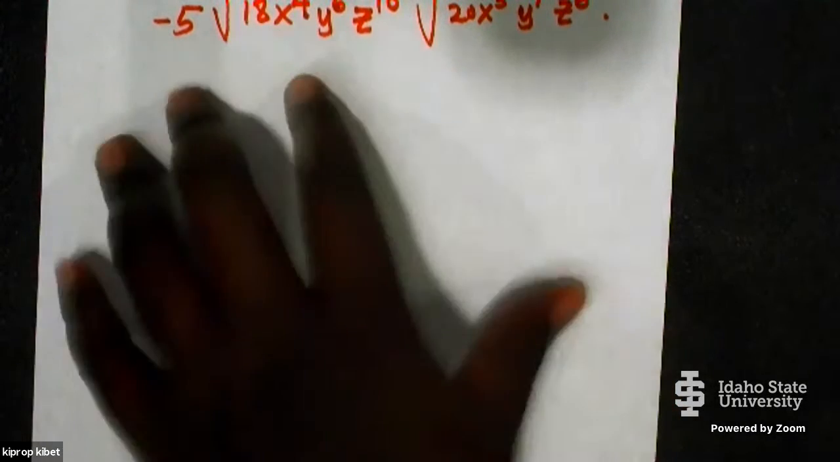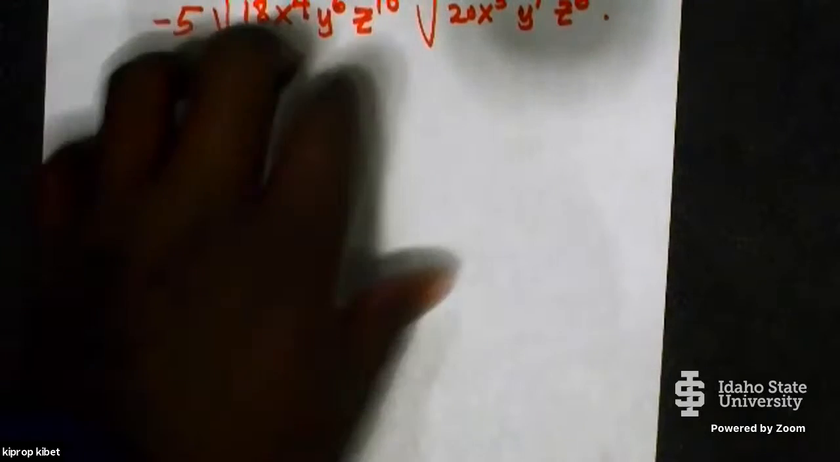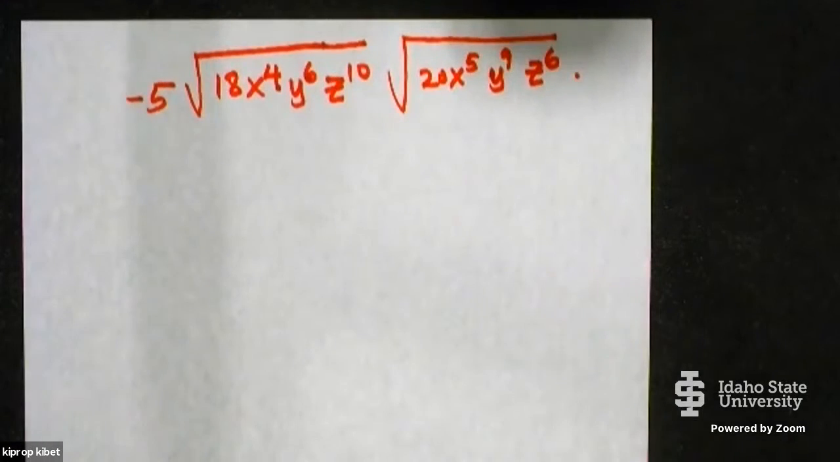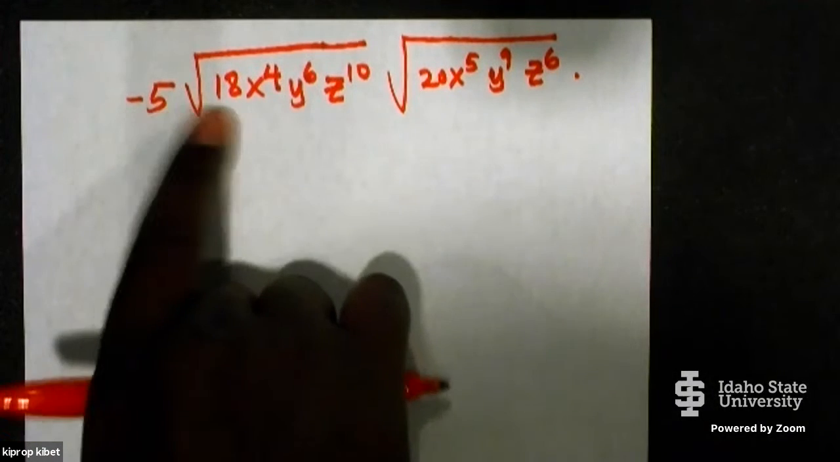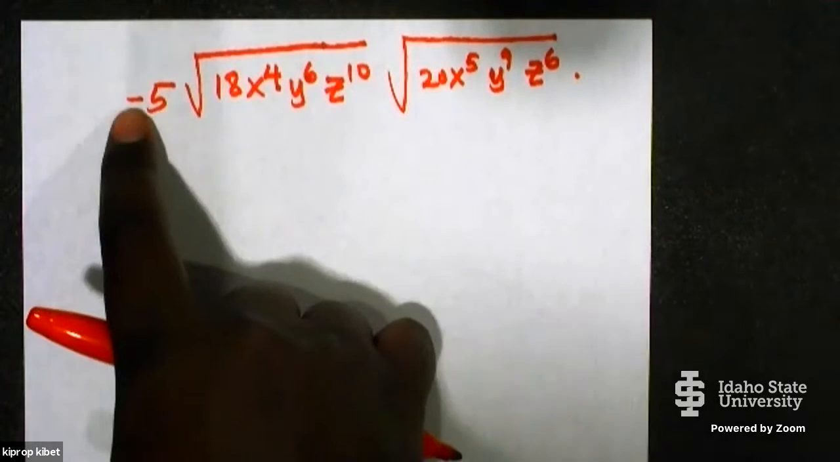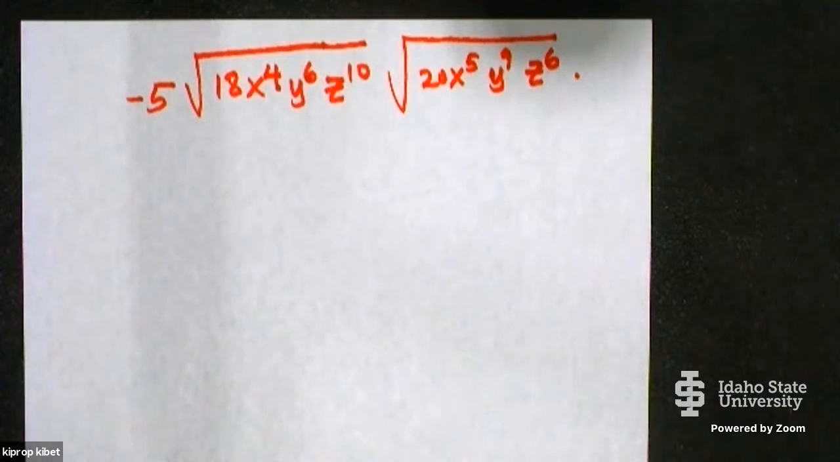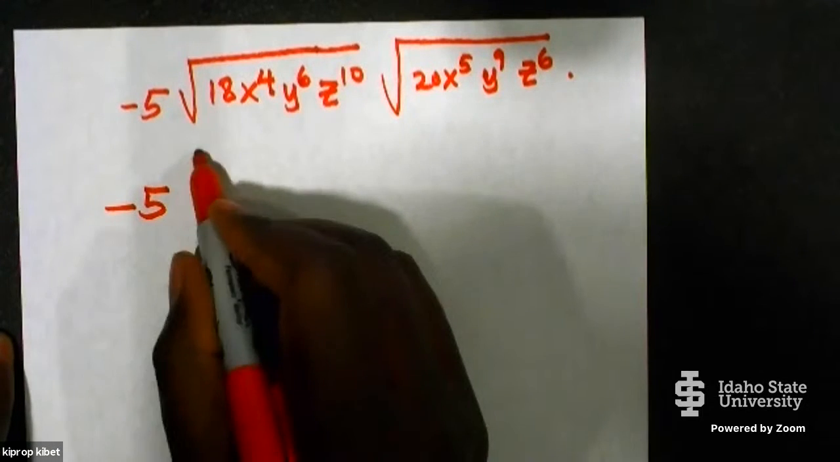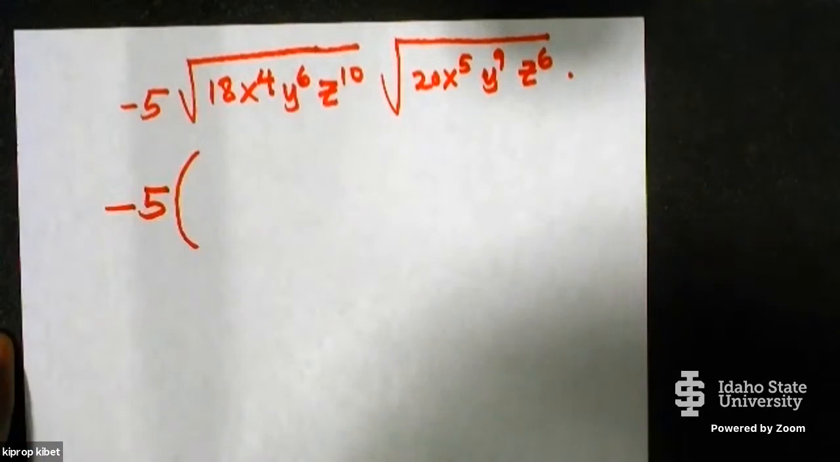So this is the product of two roots, and you're told to simplify. How will you simplify? Some of you were confusing this 5 with the ones inside here. This 5 is outside, so you need to factor this 5 outside completely. It multiplies all of this.